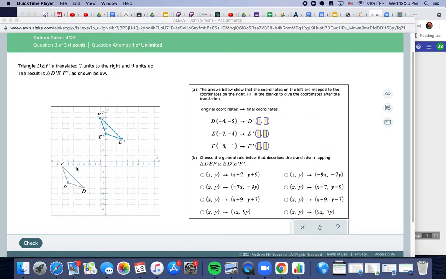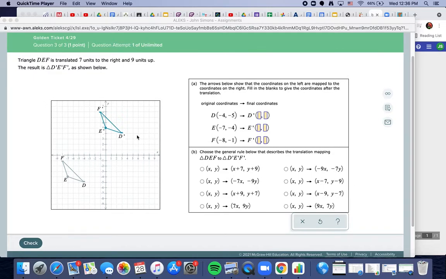So what we're doing is we're starting with this shape, this DEF right down here. It looks like a triangle, and then it moves. It is translated, so it's a rigid translation where it doesn't spin, it doesn't flip or anything. It stays in its orientation. The size doesn't change. We call that a rigid transformation. So D started here and it winds up here. E started here and E prime is right there. F starts here and F prime is right there.